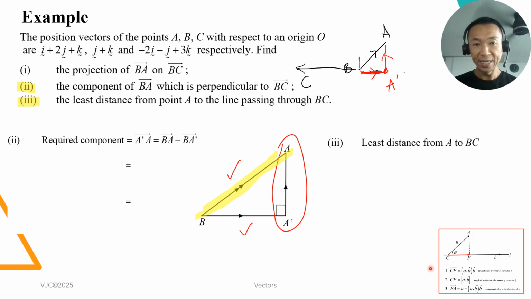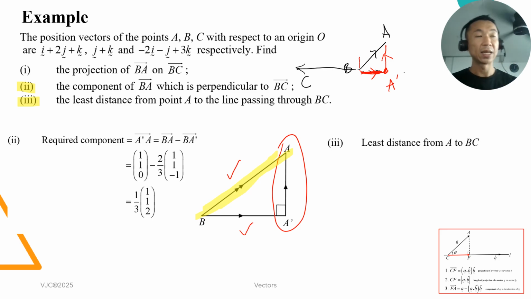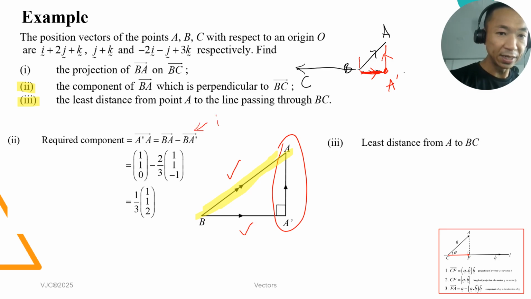As you can see from the bottom right hand corner, to find the vector that is perpendicular, there's no shortcut. All you have to do is use vector subtraction to say that it's BA minus BA prime. BA is found, and BA prime was found in part 1. BA prime is the answer in part 1. Then you can get the answer.